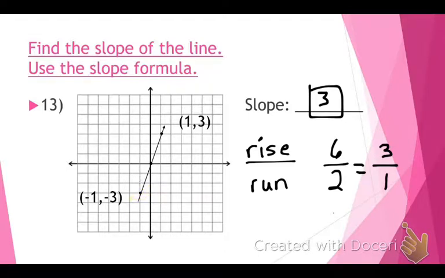Because there was another point right here, you could have risen 1, 2, 3 and over 1. You still would have had the same answer, 3 over 1, which equals 3.